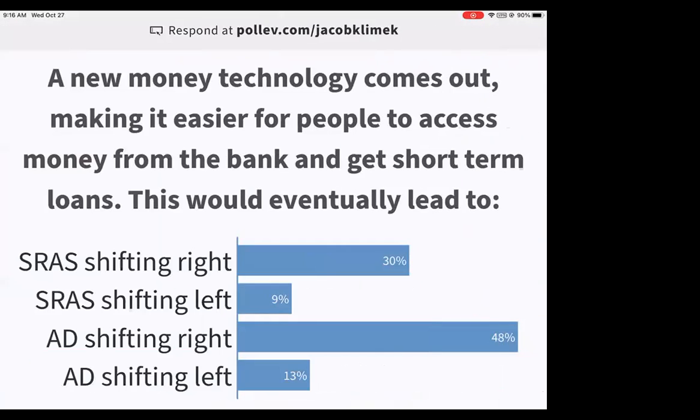First one, we have a new money technology comes out, which makes it easier for people to access money from the bank and get short-term loans. This would eventually lead to SRAS shifting left, AD shifting right, AD shifting left.